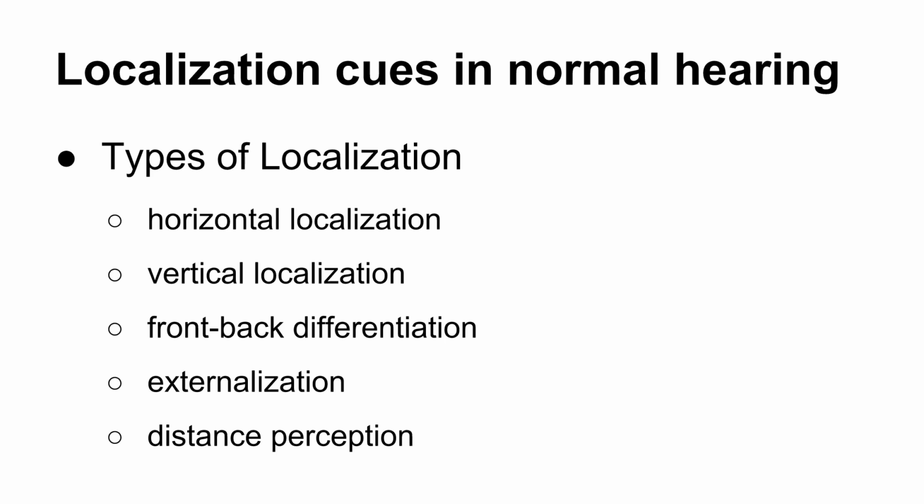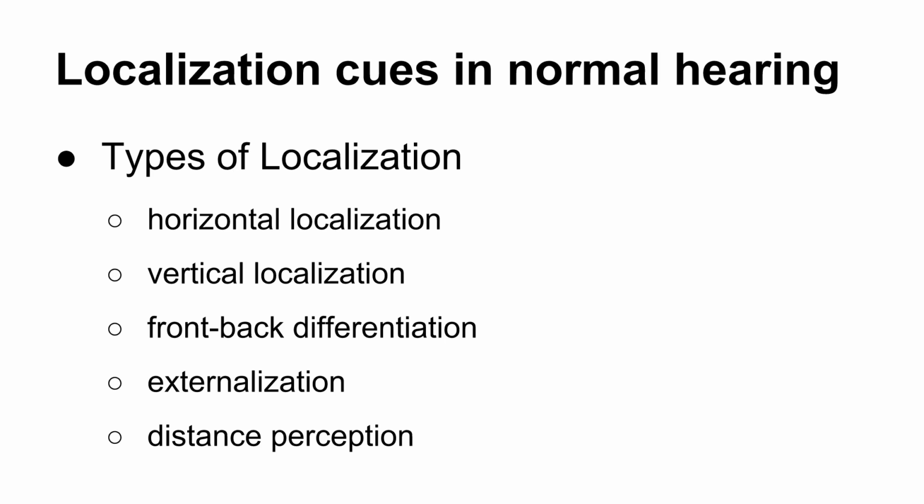Some of this stuff in the beginning should definitely be a rehash from your psychoacoustics course from last year. There are 5 different ways we can kind of categorize sound localization. They're not really fully independent of one another, but at least 5 different ways that they are talked about or thought about in terms of psychoacoustics and hearing science.